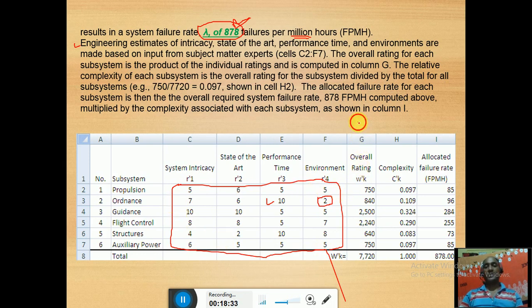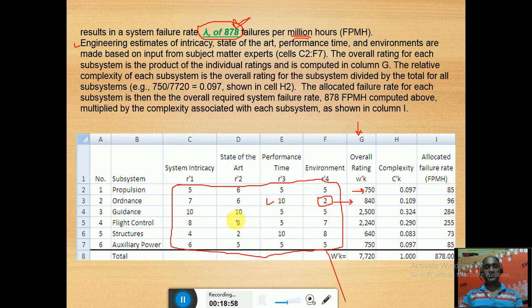Okay. The next column is this. As a reliability engineer, we have to write this particular column, the overall rating. Overall rating means what? Simply the multiplication of these. For propulsion, 5 into 6 into 5 into 5. That yields 750. In the same way, we are going to multiply these weightages and you will get the overall weightage.